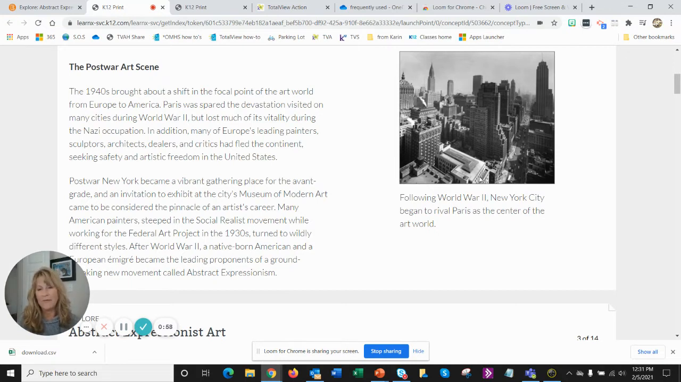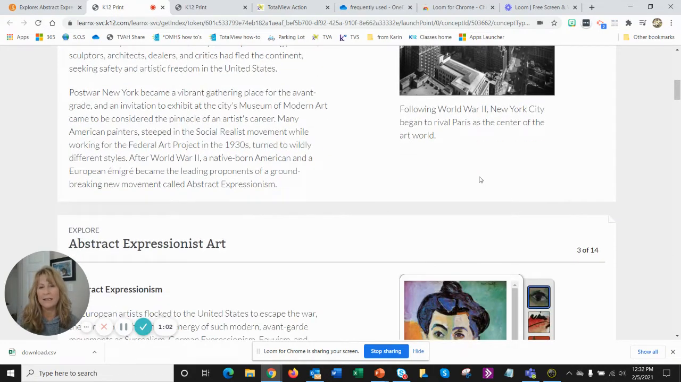Post-war New York became a vibrant gathering place for the avant-garde, and an invitation to exhibit at the city's Museum of Modern Art came to be considered the pinnacle of an artist's career, so that would be like the height of their career. Many American painters steeped in the social realist movement, so that means they immersed themselves in it while working for the Federal Art Project in the 1930s, turned to wildly different styles. After World War II, a native-born American and a European immigrant became the leading proponents of a groundbreaking new movement called Abstract Expressionism.